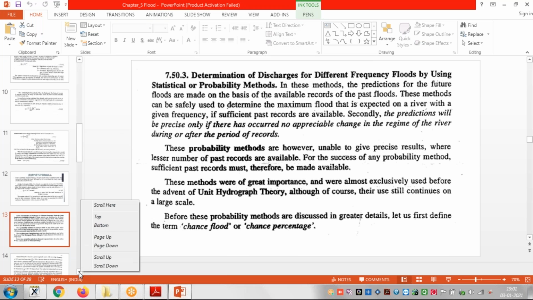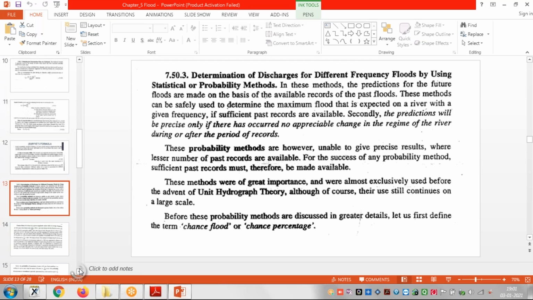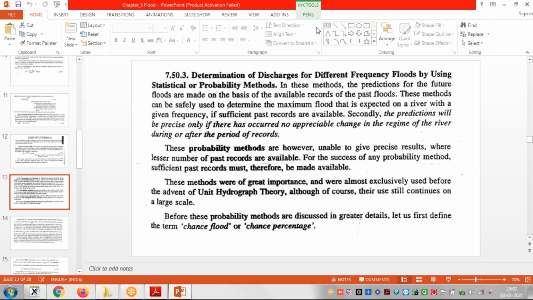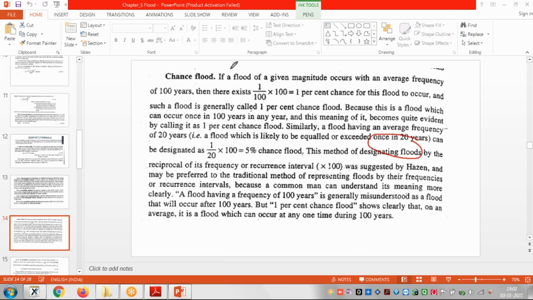The same thing I have mentioned here. This is the detailed statistical probability method. Probability methods are, however, unable to give precise results where a lesser number of past records are available. When small data is available, it is very difficult to give a precise result. The same thing is mentioned here.